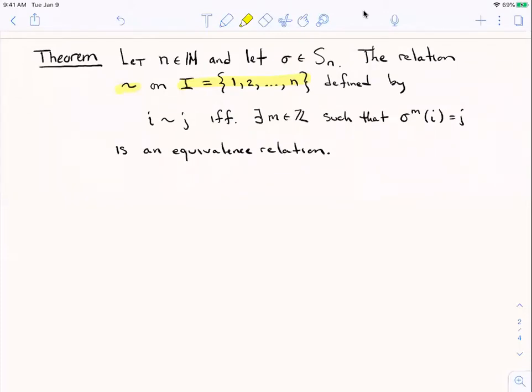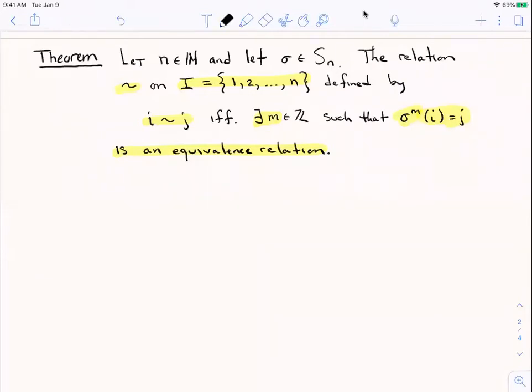And here's how it works. Two indices, i and j, are going to be equivalent if you can find some integer, some power m, such that sigma to the m of i is j. So i is related to j if you can apply sigma enough times to i so that you get j. And the statement is that that's an equivalence relation. All right, so let's try to prove that.